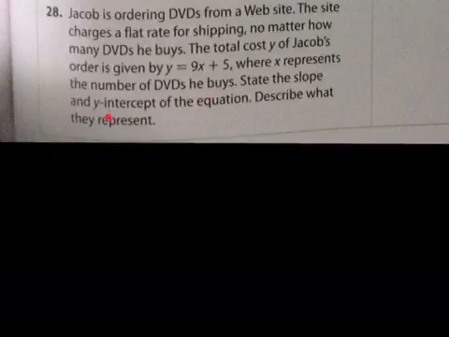State the slope and y-intercept of the equation. Describe what they represent. The slope: I see that this is our slope-intercept form, right? And this is our slope. So our slope is 9. And because the x represents the number of DVDs, it's going to be multiplied by 9. And then the y represents the total cost. The y-intercept is the second number, so 5 is the y-intercept.